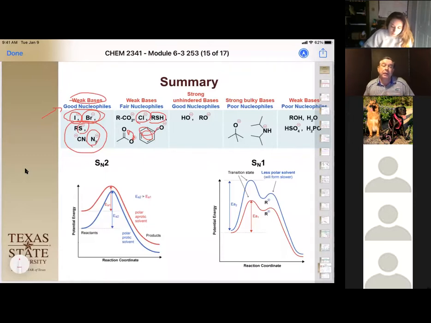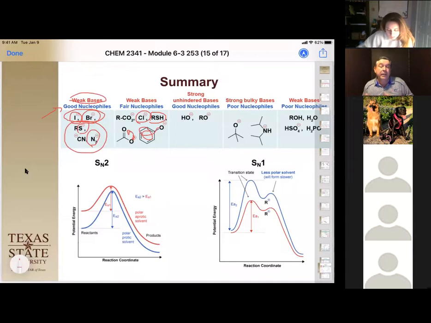The next thing we want to look at is, is it a strong base? Hydroxide and alkoxides are strong bases, right? And if they're small, like methanol, ethanol, or methoxide, ethoxide, and hydroxide, they're also unhindered bases. They are small and act as good nucleophiles. They're still strong bases, but they're good nucleophiles.